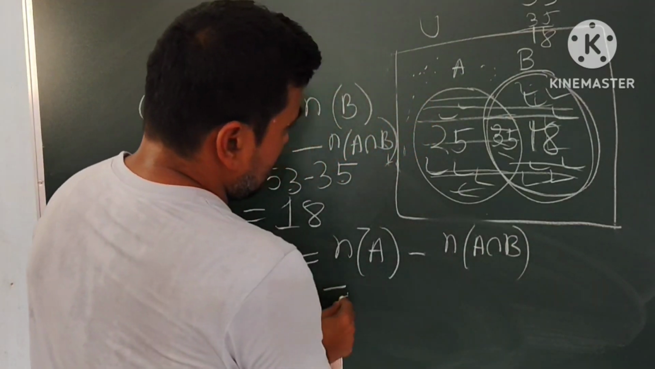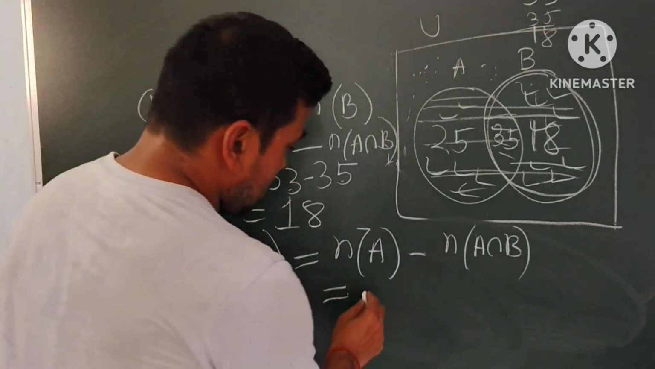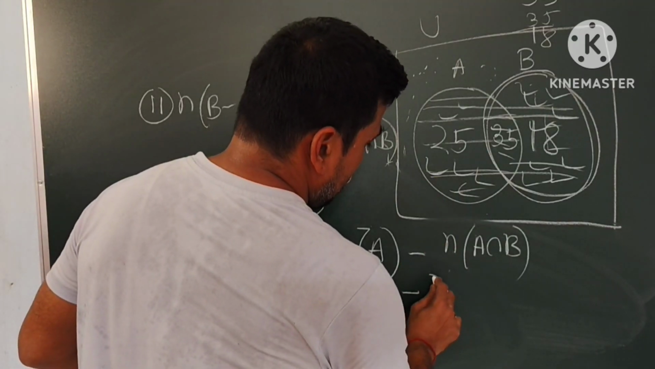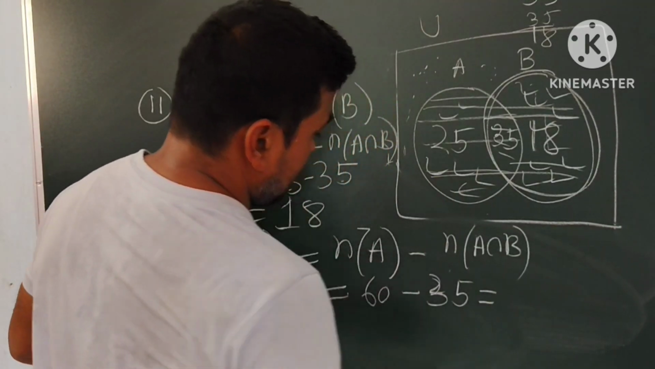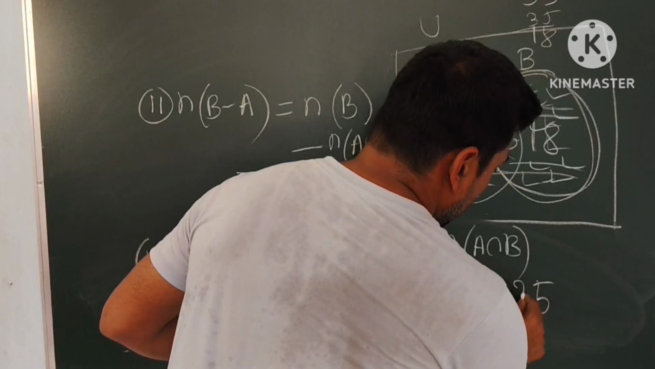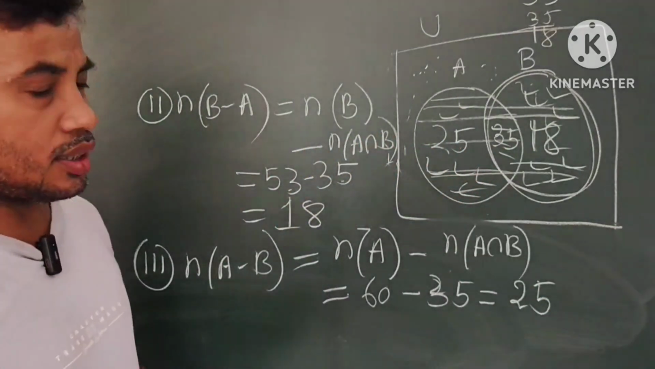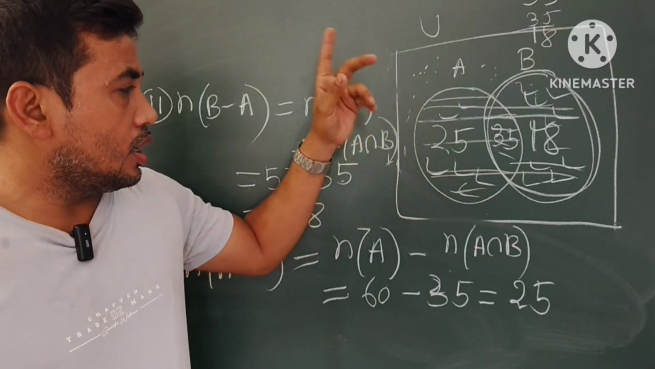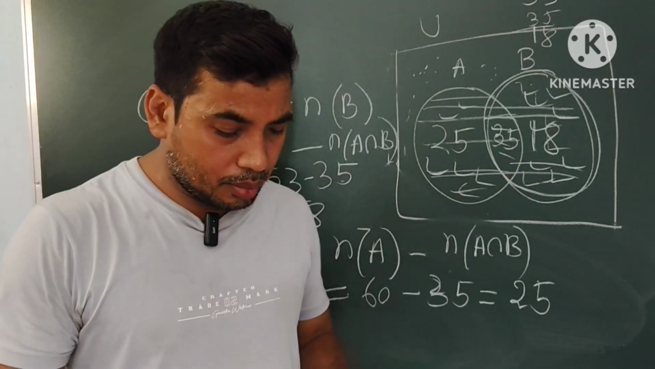Okay. So n(A) is equal to what? n(A) is equal to 60 and n(A intersection B) is equal to 35. That means 60 minus 35 is 25. That means there are 25 students who play volleyball but not badminton. Okay.